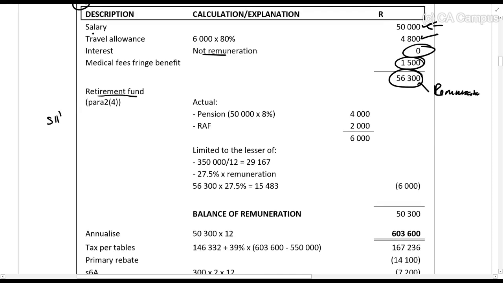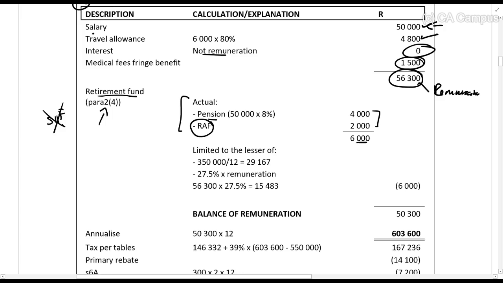This is what you usually call Section 11F, but we're not applying Section 11F, we're applying paragraph 2.4 because we're looking at employees' tax. So we take the actual amounts, the pension and the RAF, but only if the employer agreed to it or is aware of it. There we go. So that's 6,000 Rand per month.